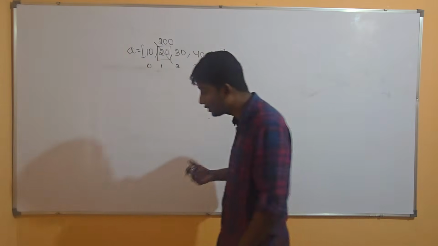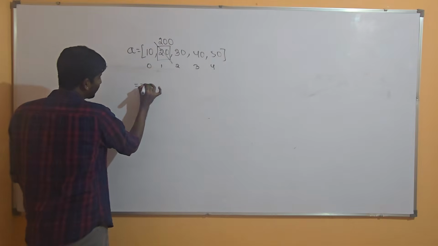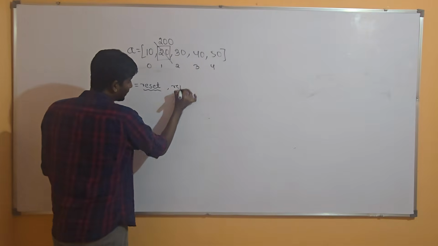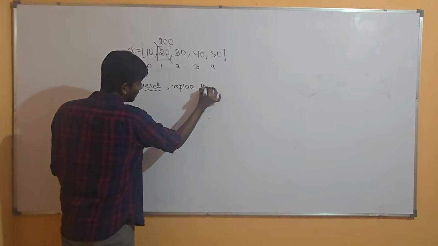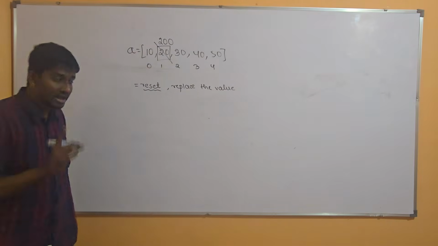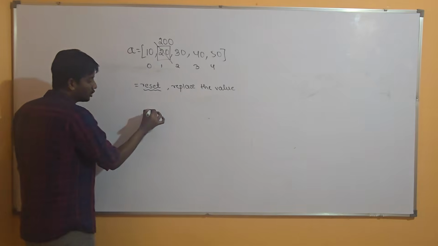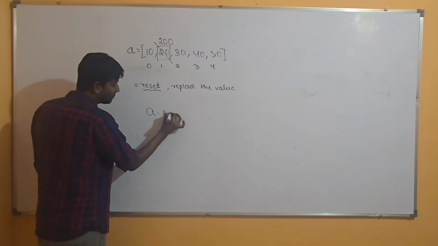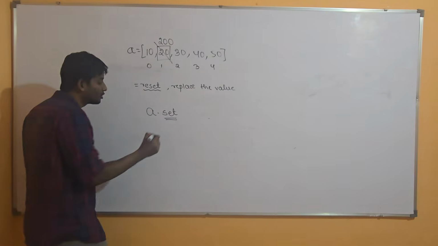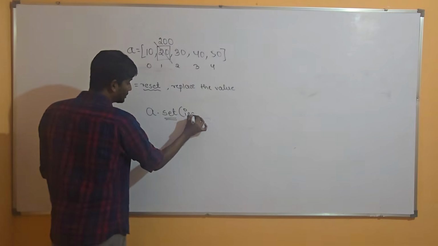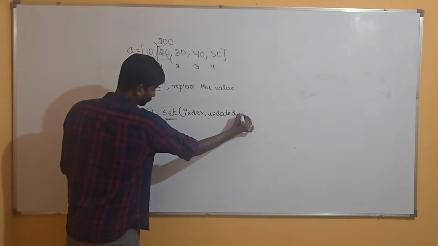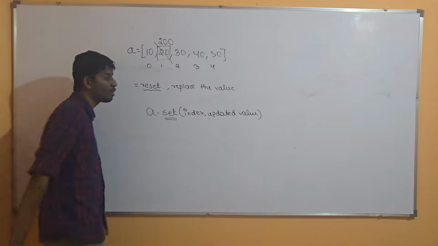I'm trying to reset the value, or replace the value, at index number 2. Is it possible? Yes, it is possible in ArrayList. For that, you have a new method called the set method. What you have to do is tell the index number first, followed by the updated value.